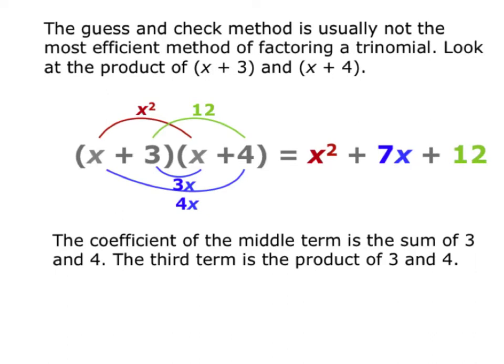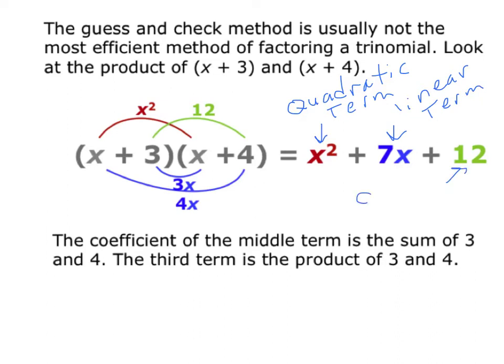Now I know some of you are probably not writing this down, so I'm going to tell you again. Write this down. This term right here is called the quadratic term. This term here is called the linear term. And this term here is called the constant term.